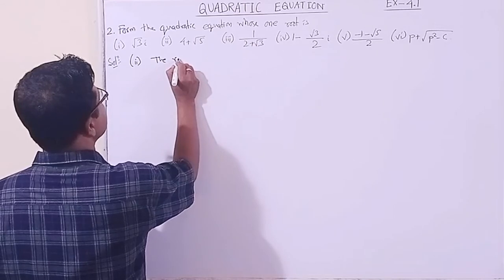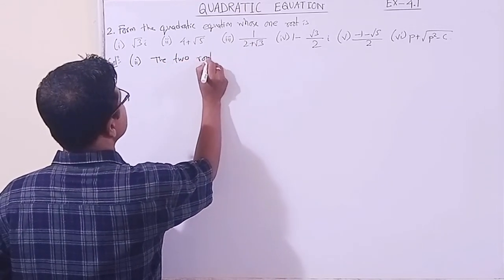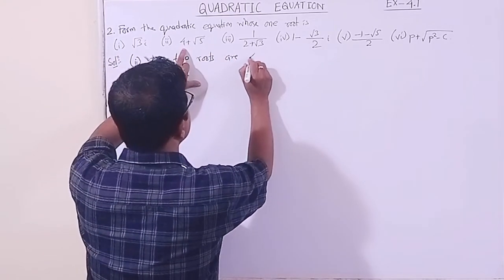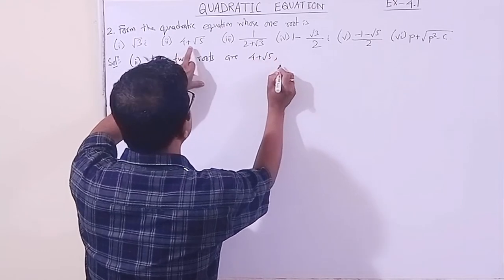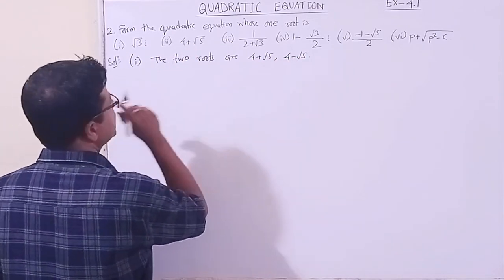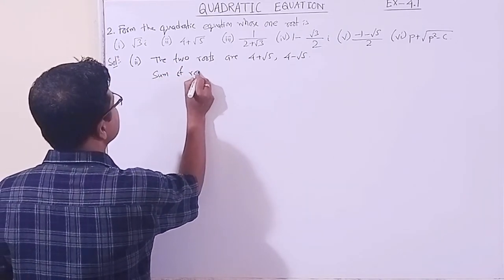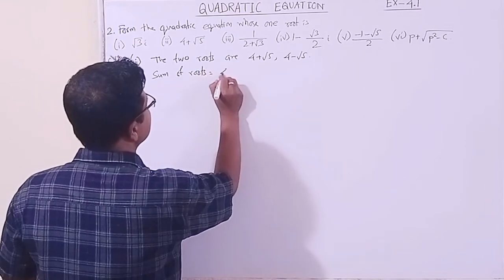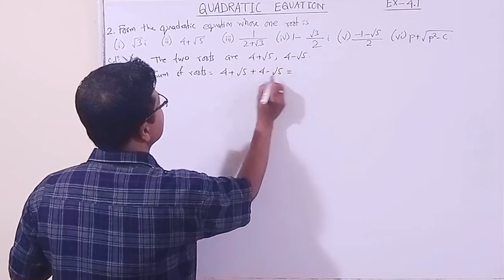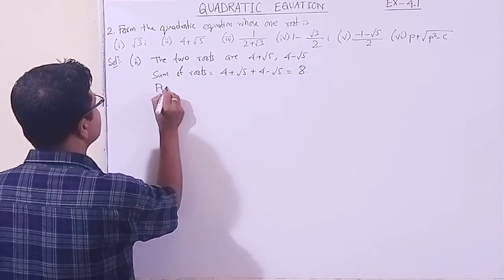the two roots are, they should be conjugate. The roots are conjugate. If one is 4 plus root 5, what will be the other one? 4 minus root 5. Alright. Now, so sum of roots, let us add them. 4 plus root 5 plus 4 minus root 5. Okay, root 5 will get cancelled. 4 plus 4, 8.